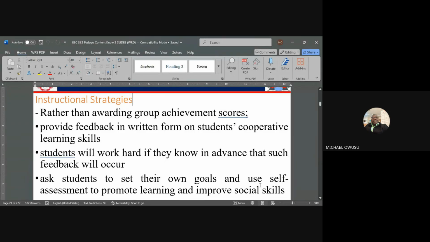Good. And then the next point here, that students are to set their own goals and use self-assessment to promote learning and improve social skills. What do you say to that? Rather than awarding marks, let them set their own goals and then let them assess themselves to improve learning and their social skills.